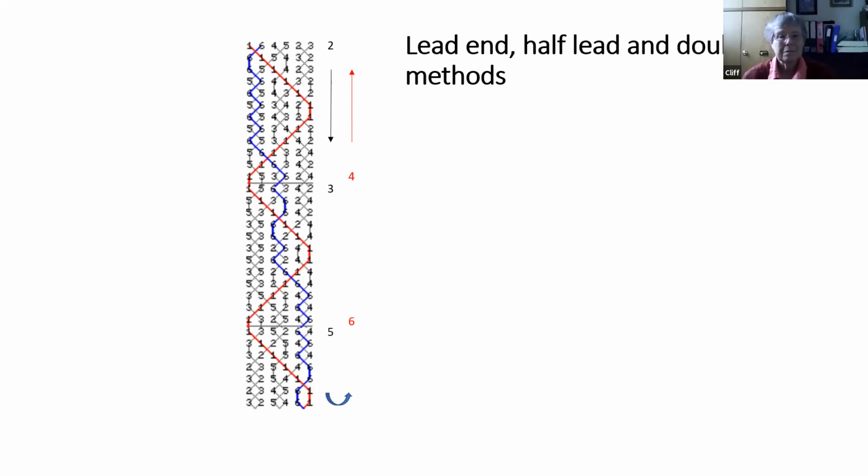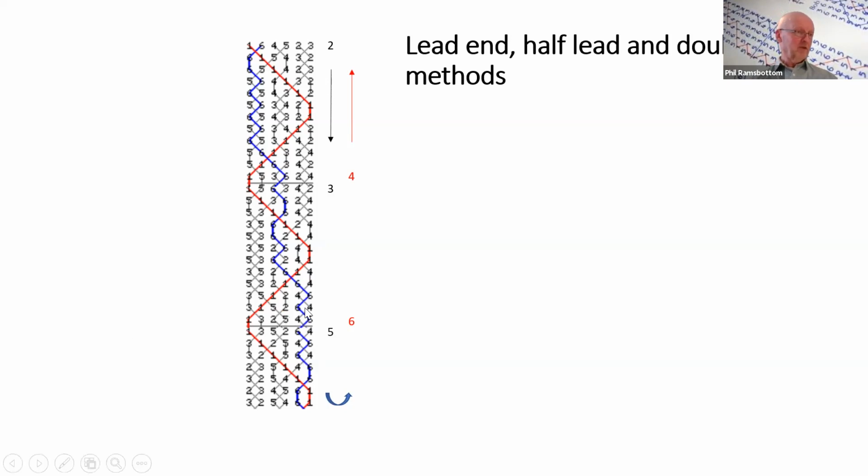Now, some parts of the blue line may be familiar to you, because you may remember we were looking at this triple dodging at the back, which we did with, remember the name of the first method we looked at after Plain Bob? It was Single Oxford. And this is Double Oxford. Now, there's also a clue in the name. This is what double methods are.